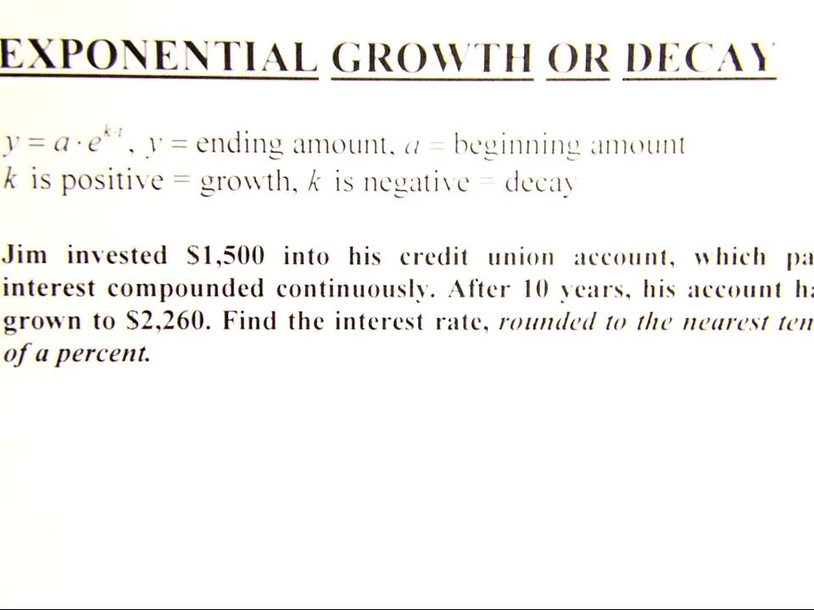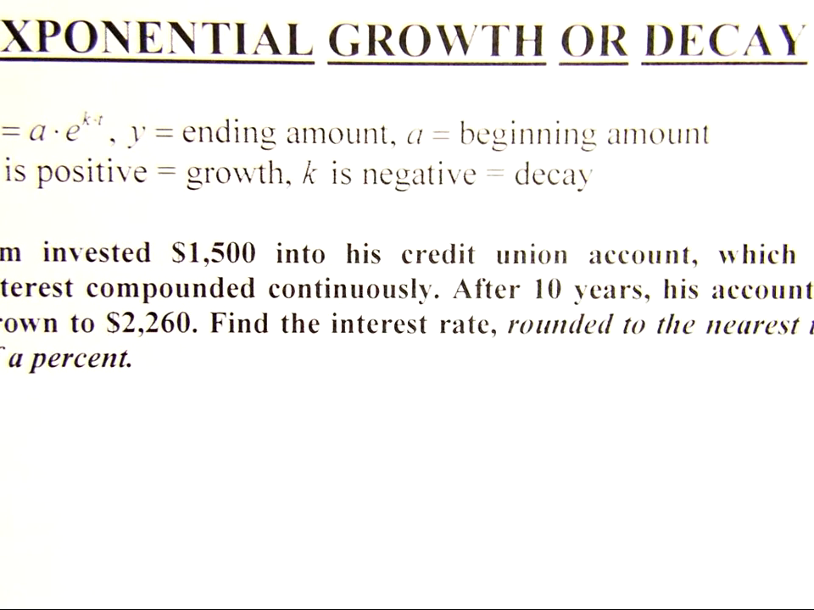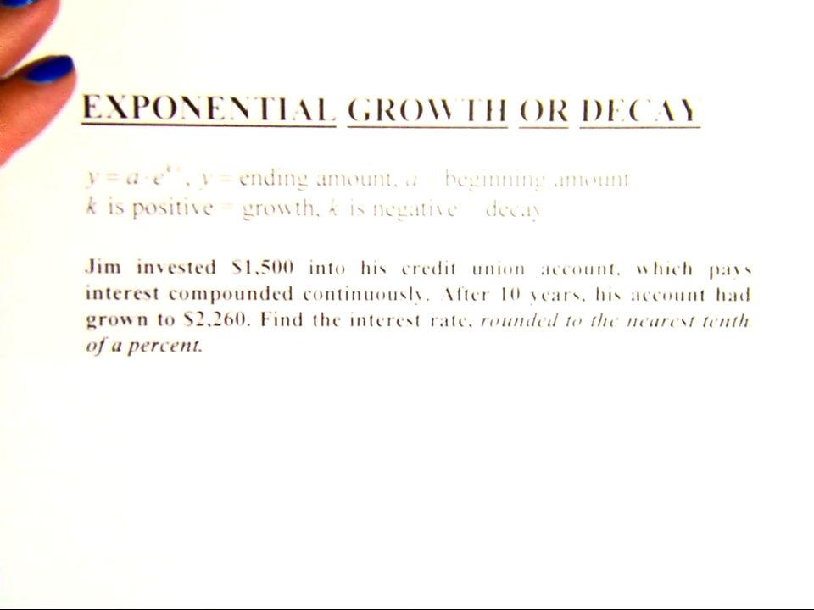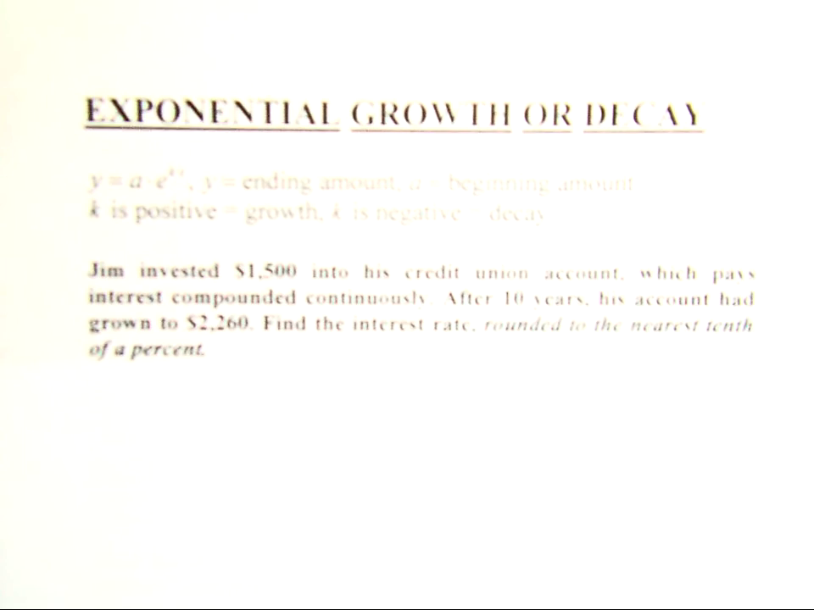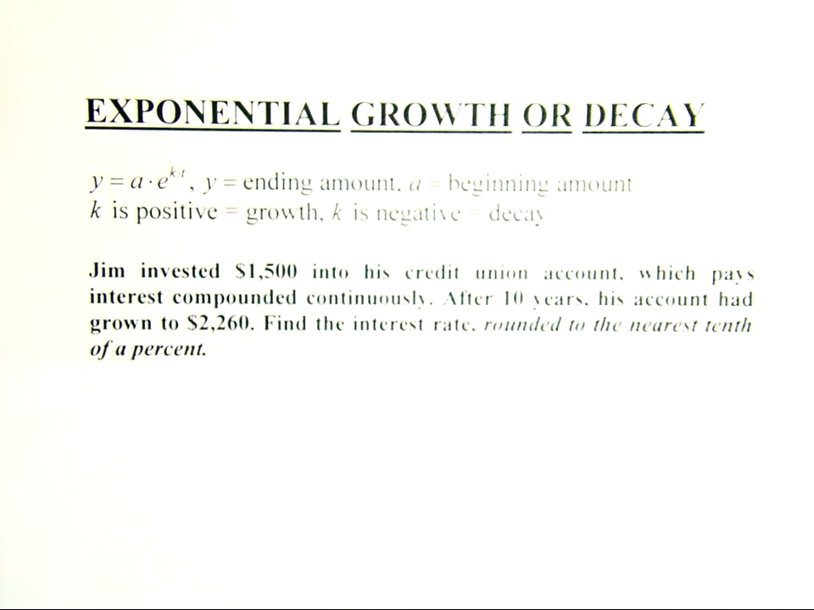I don't know that it's necessarily important for you to write everything down. I will link this sheet online, but I would like for you to be trying the problems as we go. So we have Jim invested $1,500 into his credit union account, which pays interest compounded continuously. After 10 years, his account had grown to $2,260. Find the interest rate rounded to the nearest 1/10%.